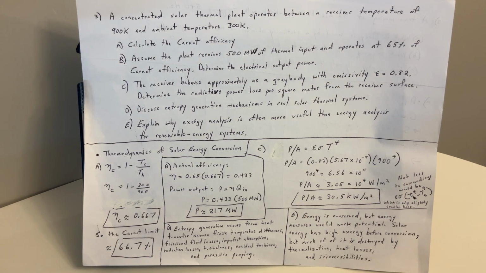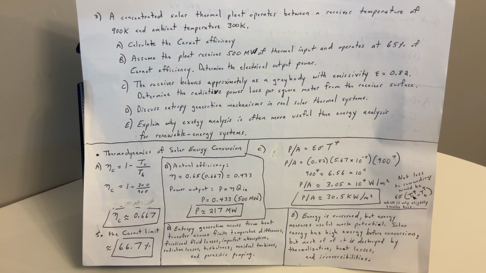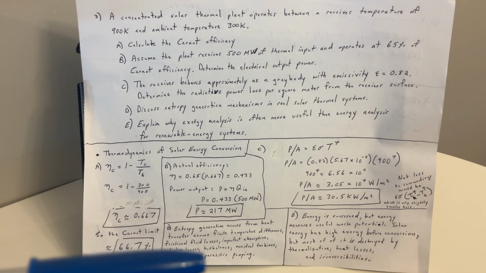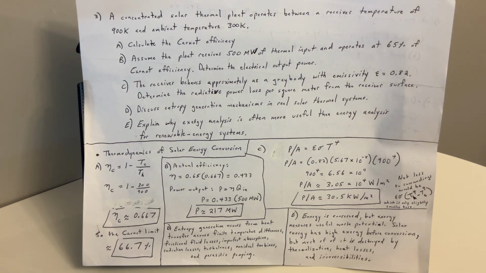D, discuss entropy generation mechanisms in real solar thermal systems. So entropy generation occurs from heat transfer across finite temperature differences, frictional fluid losses, imperfect absorption, radiation losses, turbulence, non-ideal turbines, and parasitic pumping. Part E, explain why exergy analysis is often more useful than energy analysis for renewable energy systems. Energy is conserved, but exergy measures useful work potential. Solar energy has high exergy before conversion, but much of it is destroyed by thermalization, heat losses, and irreversibilities.